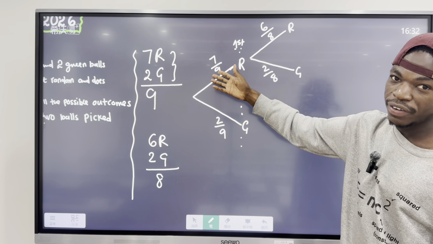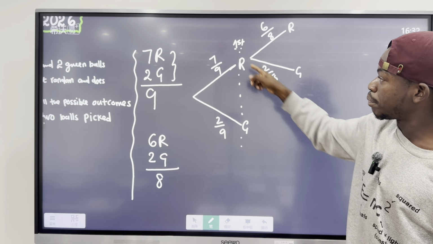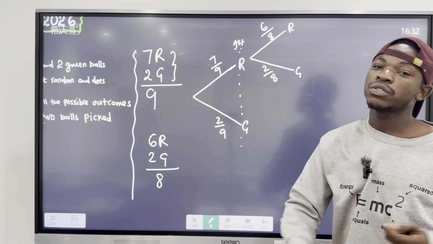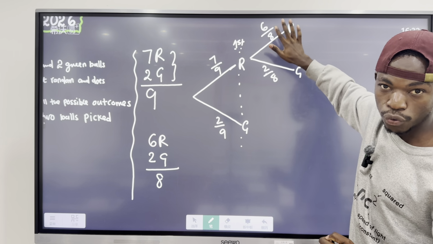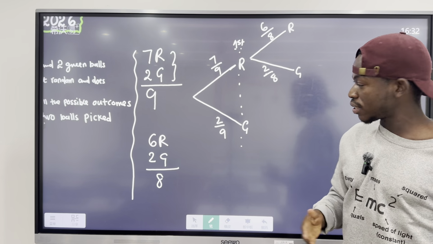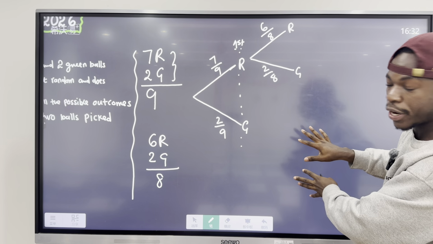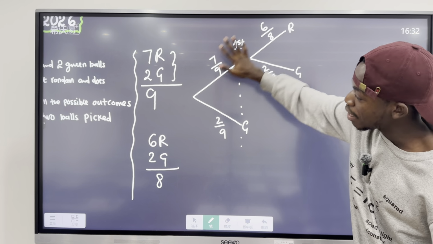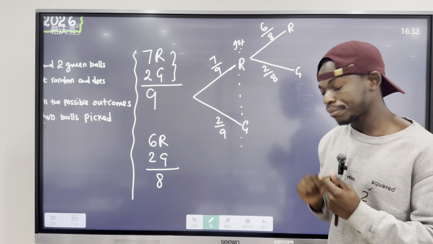So picking red does not affect the number of green balls. It will only affect the number of red balls that will remain in the bag. So we are done with the second selection for this route. Let's now assume that actually what we picked at first was not red, it was green. So we're going to have another route here. We forget about whatever has happened here. Let's just assume that at first we picked green.